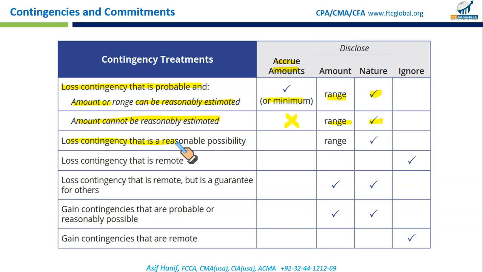Loss contingency that is reasonably possible, just disclose the nature and range. Please note, this is the only situation where we're going to accrue in the books of accounts: when it is probable, as well as the amount can be reasonably estimated. Then the loss contingency that is remote, ignore. If it's remote, ignore. But if it is remote, but it's a guarantee for another's, you need to disclose the nature and the range. And gain contingencies that are probable or reasonably possible, just disclose the amount and the nature. And if the gain contingency is remote, ignore.